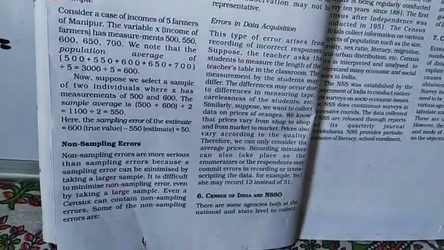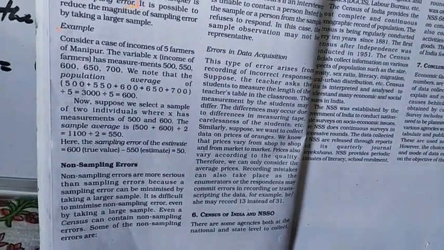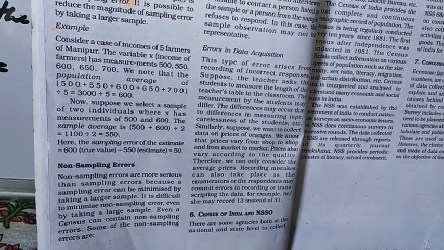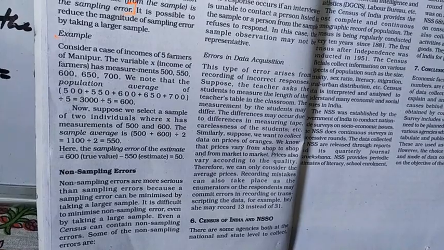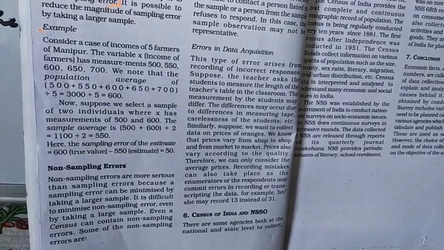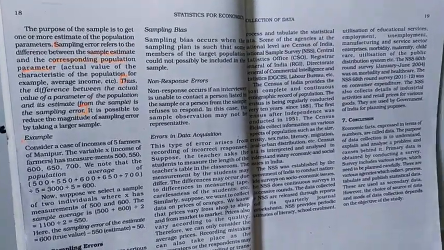Non-sampling errors are much more serious than sampling errors, because a sampling error can be minimized, as I have told you, by increasing the sample survey, but non-sampling errors cannot be minimized. What are some of the non-sampling errors?